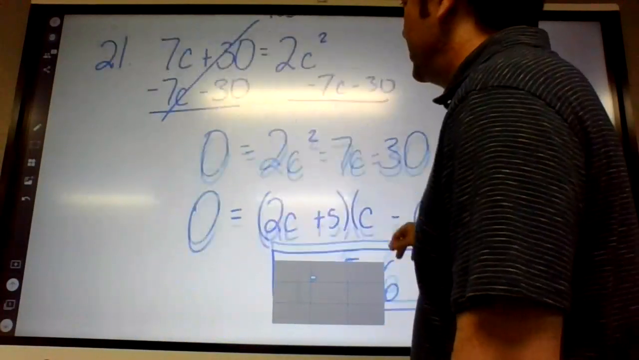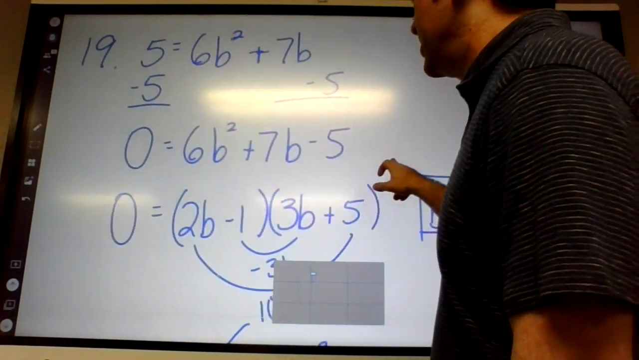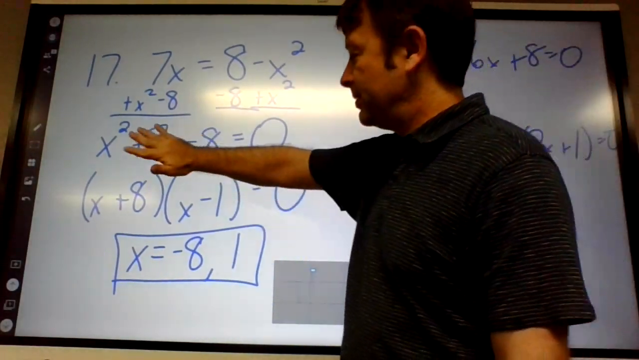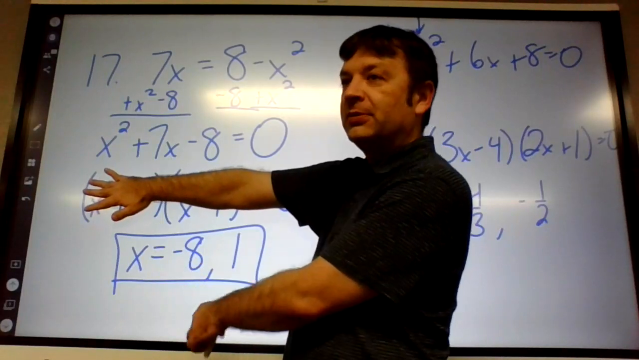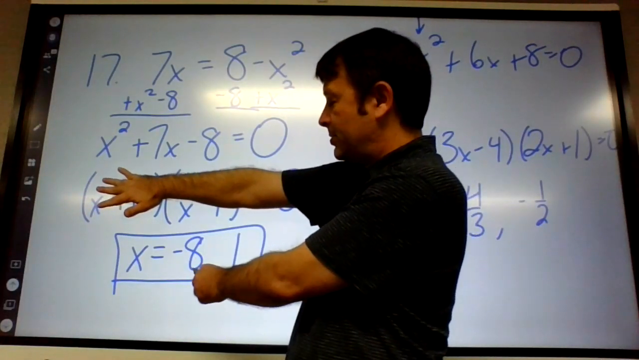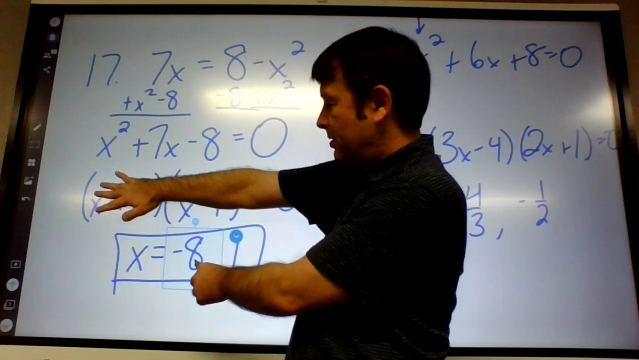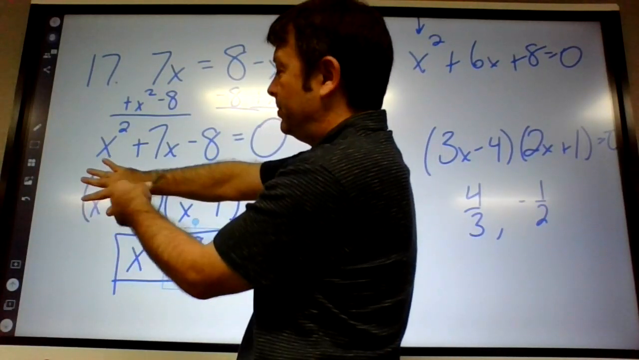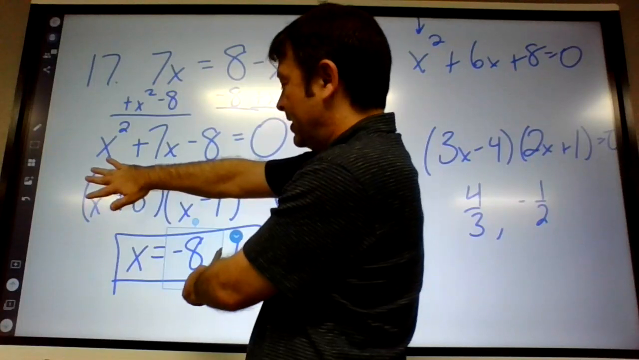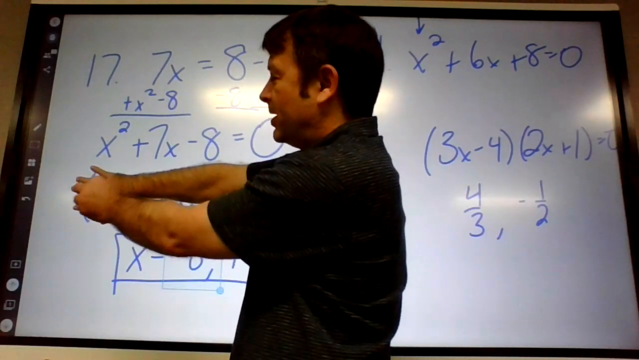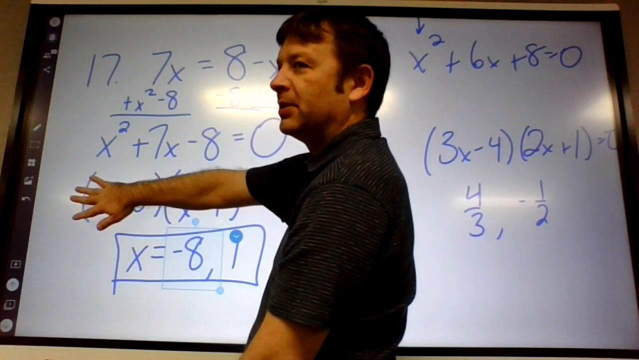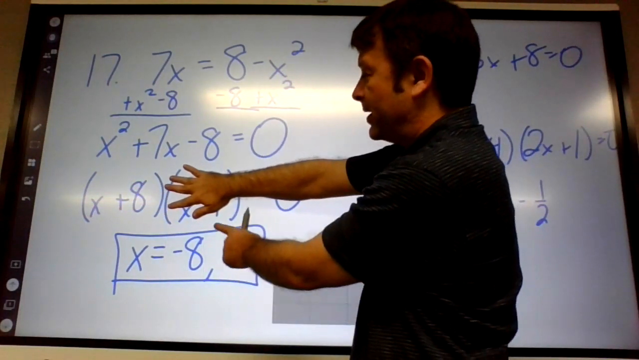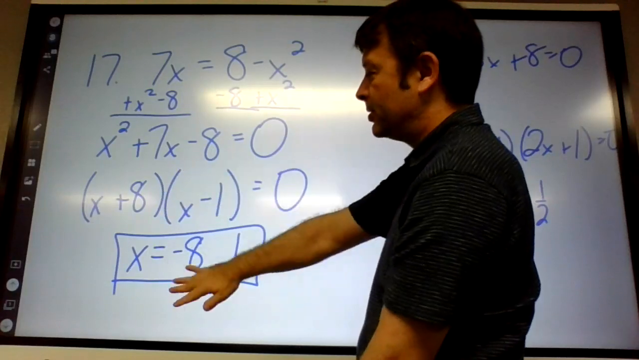So for this last section, let's go back to, no, not 19, 17. If we know what these two answers are, shouldn't we know what goes up here? Like what the equation should say? If -8 is an answer, what's the factor behind my hand right here? X plus 8. And if 1 is an answer, what's the factor right here? X minus 1.